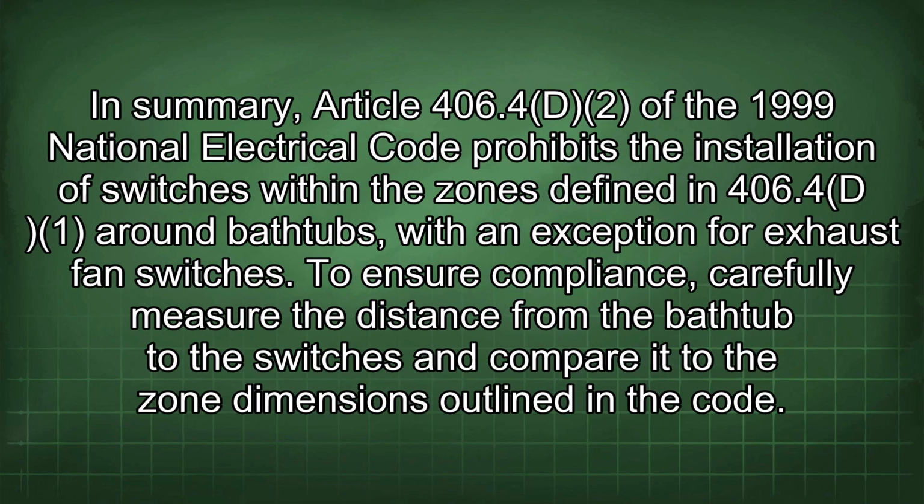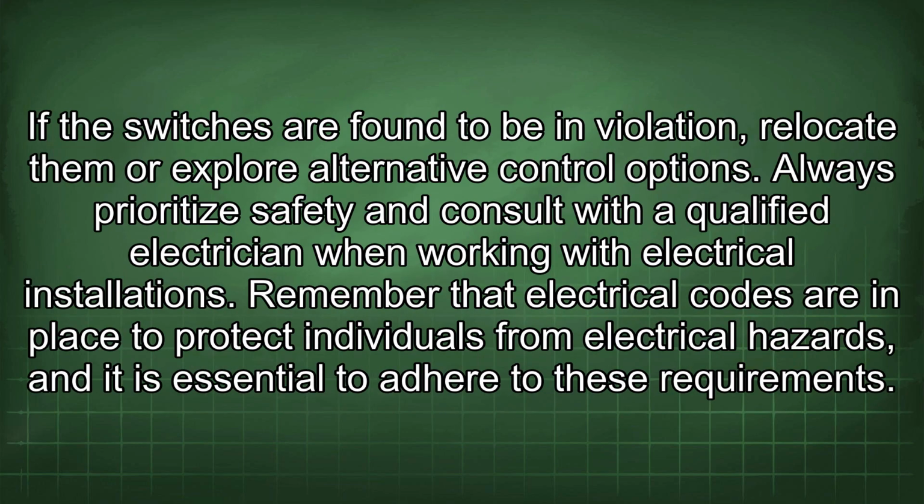In summary, Article 406.4d2 of the 1999 National Electrical Code prohibits the installation of switches within the zones defined in 406.4d around bathtubs, with an exception for exhaust fan switches. To ensure compliance, carefully measure the distance from the bathtub to the switches and compare it to the zone dimensions outlined in the code. If the switches are found to be in violation, relocate them or explore alternative control options.